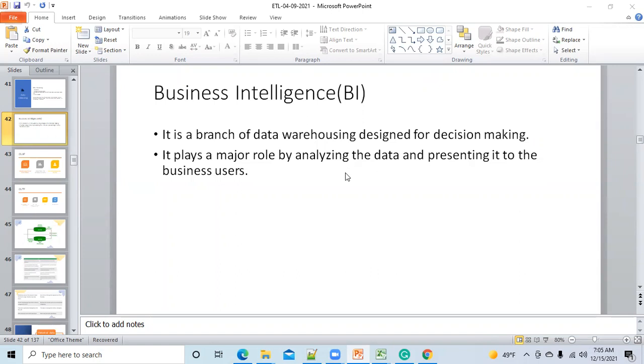You'll have access to reports, and as per that you can take decisions. So your OBI report, Power BI, and all those things come under business intelligence. It plays a major role by analyzing the data. Here you are analyzing the data, understanding how the business is performing, where you need to make changes, and presenting it to the business users. So business intelligence talks about reports, about the numbers, and this is generally used by the business users or the stakeholders.